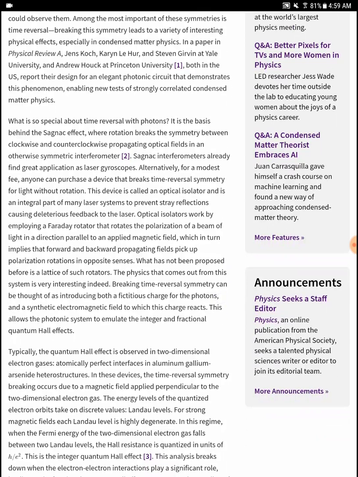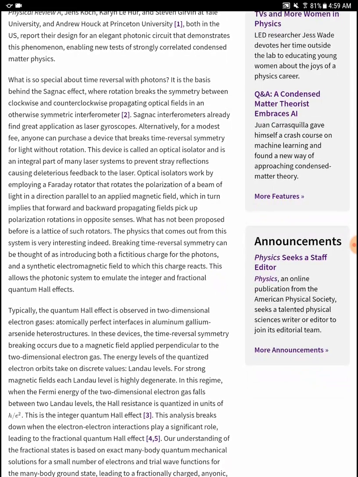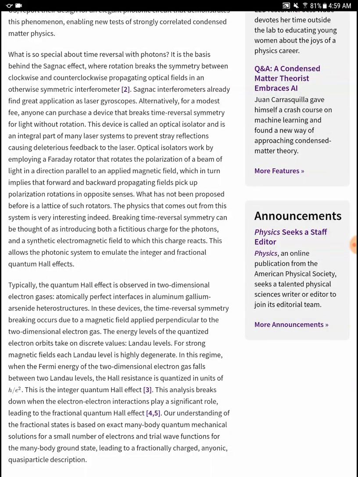In a paper in Physical Review A, Jens Koch, Karen Leher, and Stephen Gervin at Yale University and Andrew Hook at Princeton University, reference number 1, both in the US, report the design for an elegant photonic circuit that demonstrates this phenomenon, enabling new tests of strongly correlated condensed matter physics. What's so special about time reversal with photons?